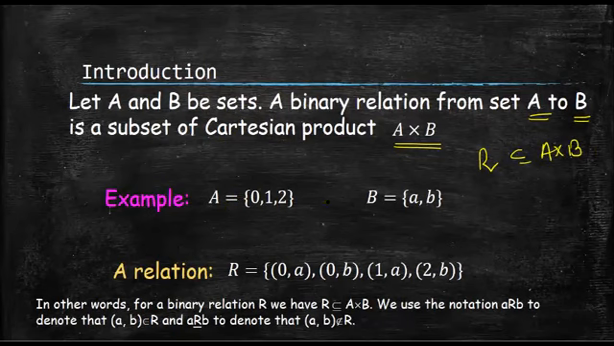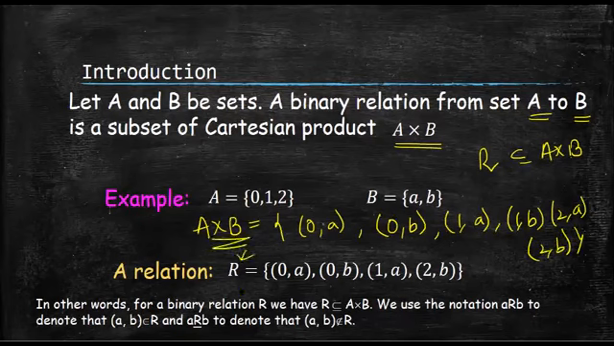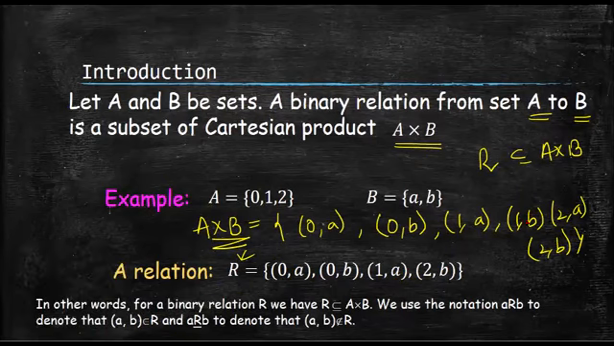Example: if A is {0, 1, 2} and B is {a, b}, then let me write A cross B over here: (0, a), (0, b), (1, a), (1, b), (2, a), (2, b). This is A cross B, and the relation R is a subset. So it has (0, a), (0, b), (1, a), (2, b). It does not have (1, b) and (2, a). So it does not have these elements, and it is a subset of your A cross B.